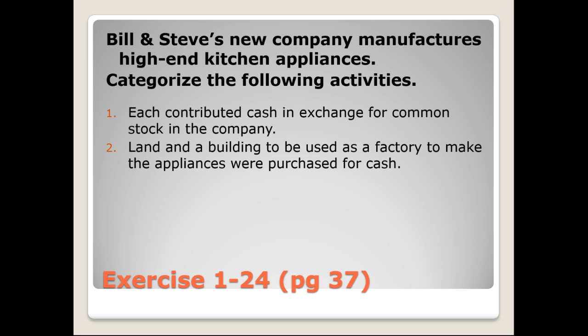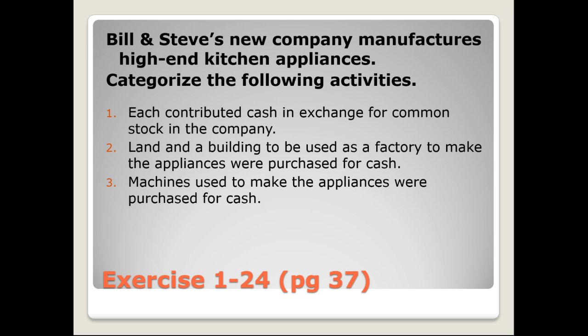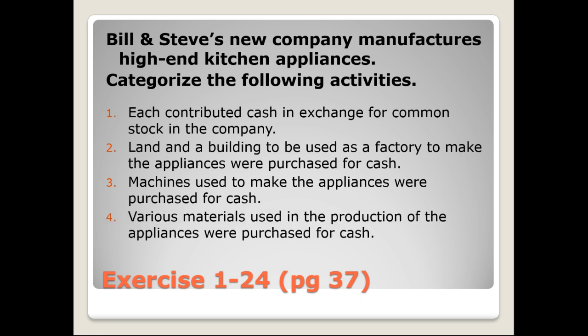If you said investing, you're correct. Machines used to make the appliances were purchased for cash. What kind of activity is this? If you said investing, you're correct again. They bought assets that they will use in operations. Various materials used in the production of the appliances were purchased for cash.